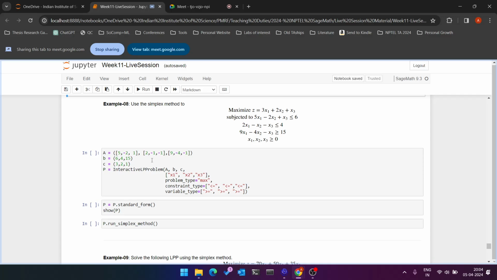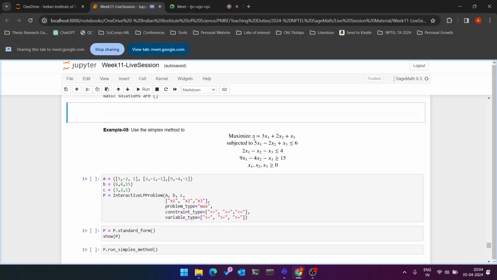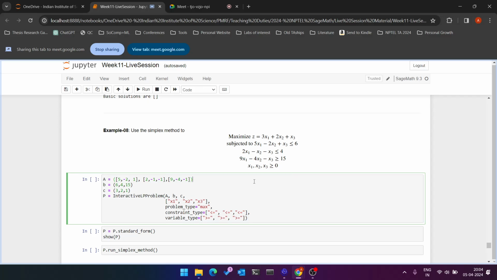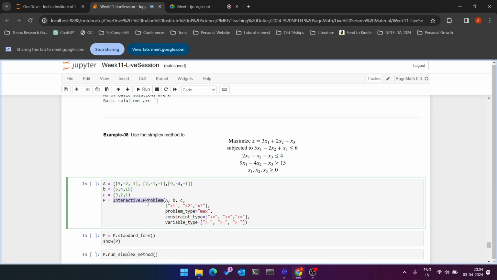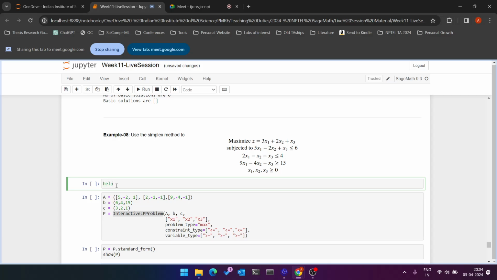Okay, then example number 8, we want to use the simplex method, wherein our objective is to maximize the objective function z equal to 3x1 + 2x2 + x3 subject to 5x1 - 2x2 + x3 less or equal to 6, 2x1 - x2 - x3 less or equal to 4, 9x1 - 4x2 - x3 greater or equal to 15, and x being positive variables. So we'll be using the help of the InteractiveLPProblem, which is an inbuilt function in Sage.